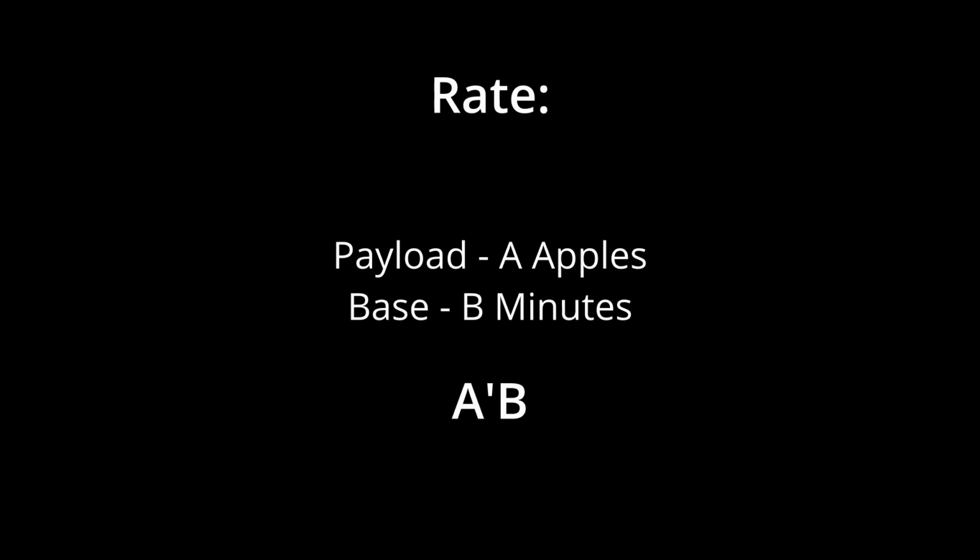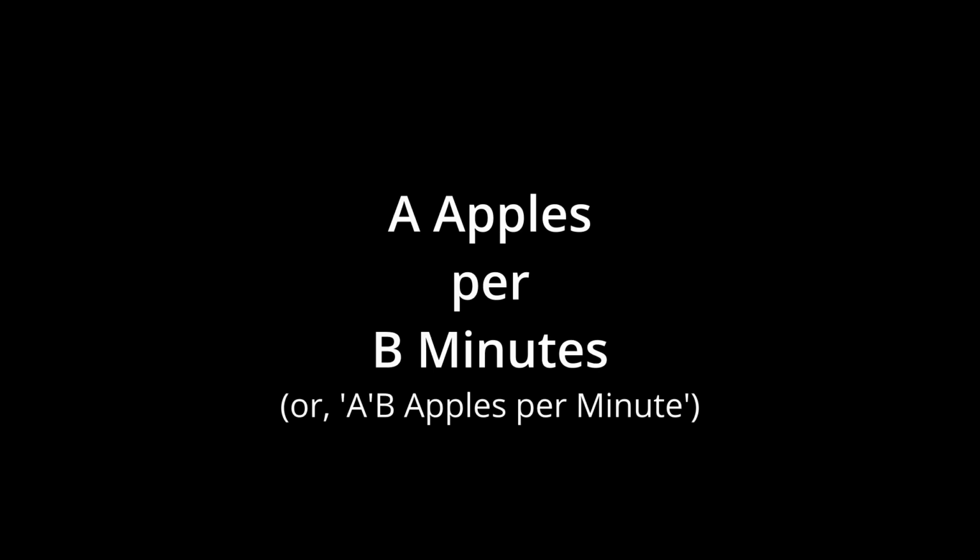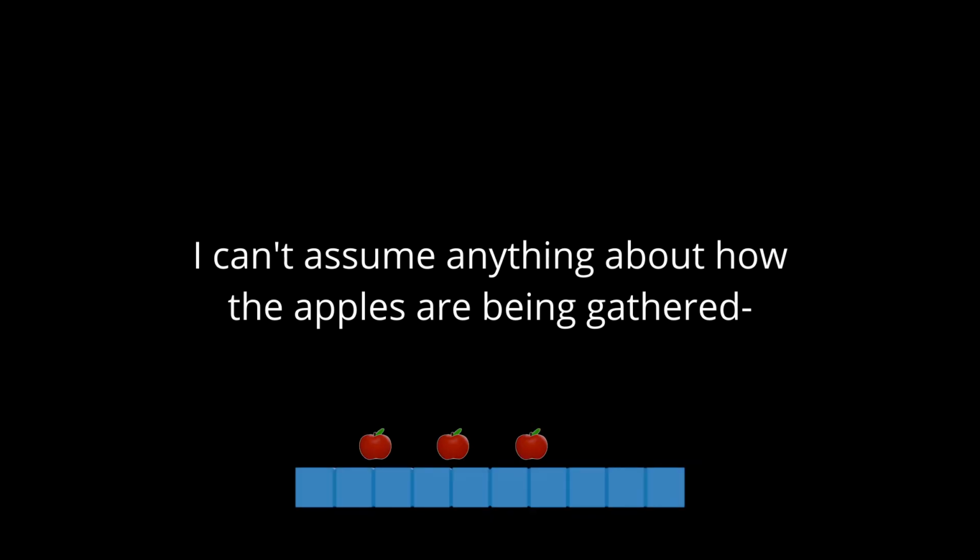Now that I've got this all formalized, let's think about how it works with the original problem I came up with rates to solve, gathering some number of apples in a certain amount of time. If I gather apples at a rate of A apples per B minutes, I'm saying that in a period of B minutes, I will gather A apples. I'm not saying anything about how those apples get gathered. Maybe they're spread evenly throughout the B minutes. Maybe I gather all of them right at the end. The point is that I have to spend the full B minutes before I get a full A apples out.